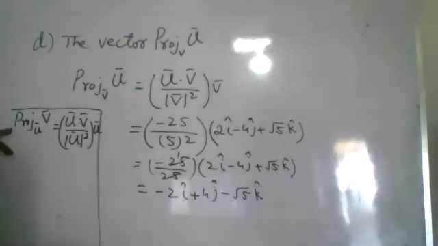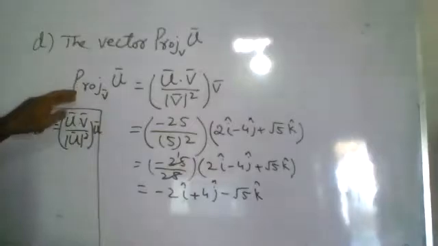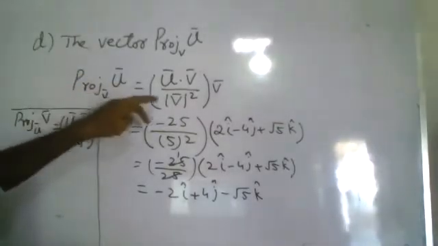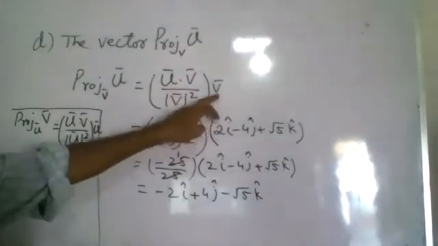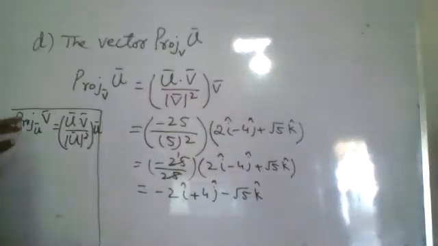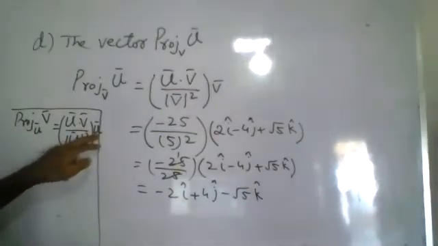So this is the vector projection of V onto U. You will take U dot V in both cases. If it is the projection of U onto V, we will take the magnitude of V squared into the vector V. If it is the vector projection of V onto U, U dot V is the same thing, divided by the magnitude of U squared into the vector U.